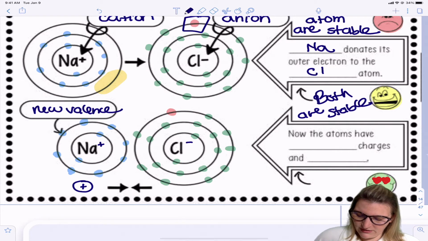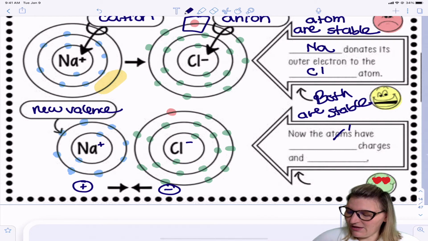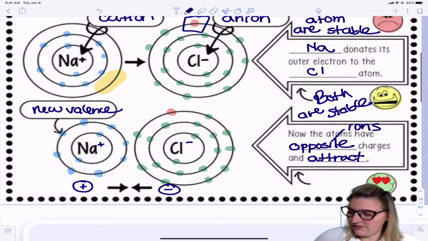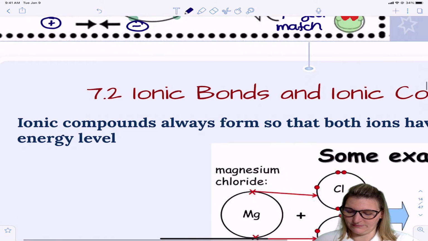We have a positive attracting to a negative, and that is what forms the compound, right? Now the ions have opposite charges and they attract each other. And this is a perfect match. That's the little heart eyes, right? They come together perfectly. Sodium gives one, chlorine gains one. Both are stable, both have a full outermost energy level.